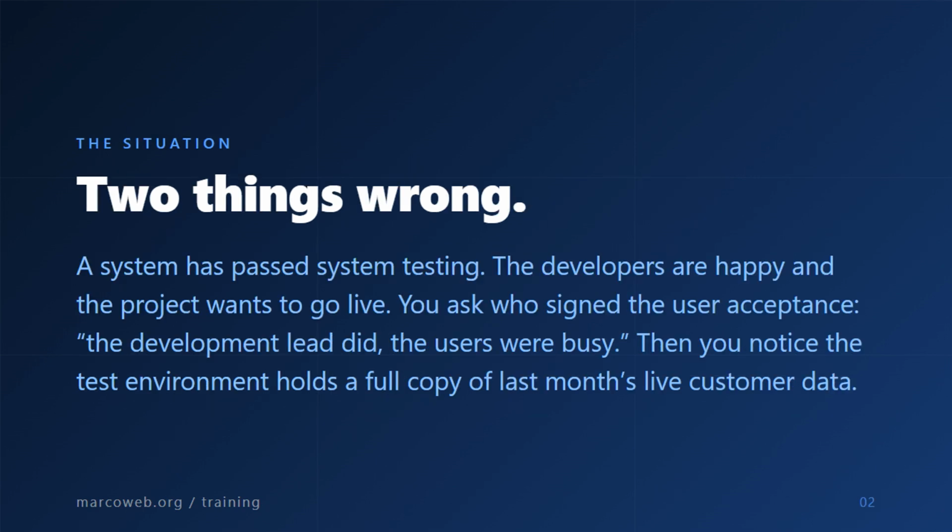The situation. A new system has passed system testing. The developers are happy, the defect list is short, and the project wants to go live this weekend. You ask who signed the user acceptance, and the answer is the development lead did. The users were busy. Then you notice the test environment was loaded with a full copy of last month's live customer data, so the tests would be realistic. Two things are wrong here, and both are reliable exam points.